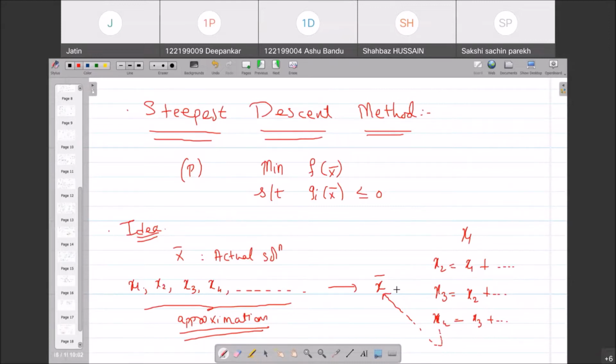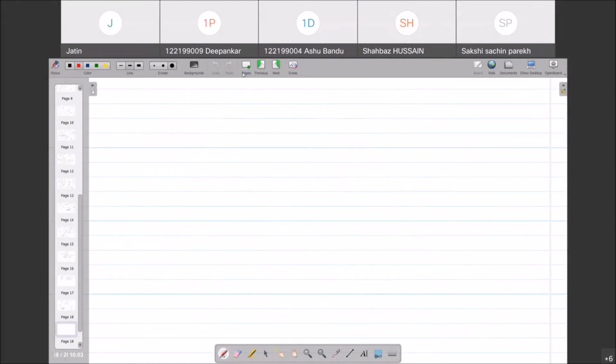Whenever you cannot solve analytically, you go numerically. That means you construct a sequence of approximate solutions, and that's what we do in numerical methods. So suppose you have x1, x2, x3, say xk plus 1. All these are approximate solutions, and we want to approach the actual solution x bar. And if I want to find the k plus 1th point, this is nothing but xk plus something.